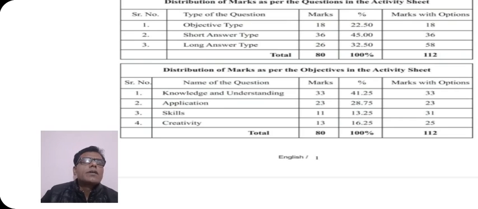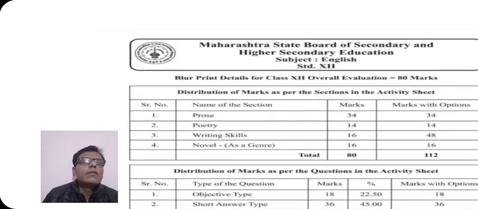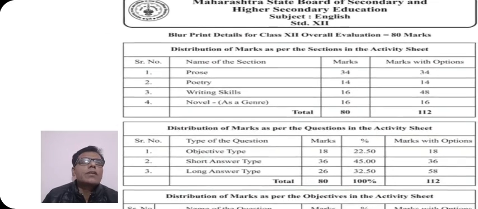For this type of questions we have 11 marks, and with options this type of questions have 31 marks in activity sheet. And if we see the marks as per the objectives, the percentage of the marks is near about 13.25. Then next, creativity type of questions are there. Again, marks are 13, but with options the marks are 25. And the percentage of marks given in the activity sheet is 16.25. So this is our new pattern of evaluation of 80 marks.